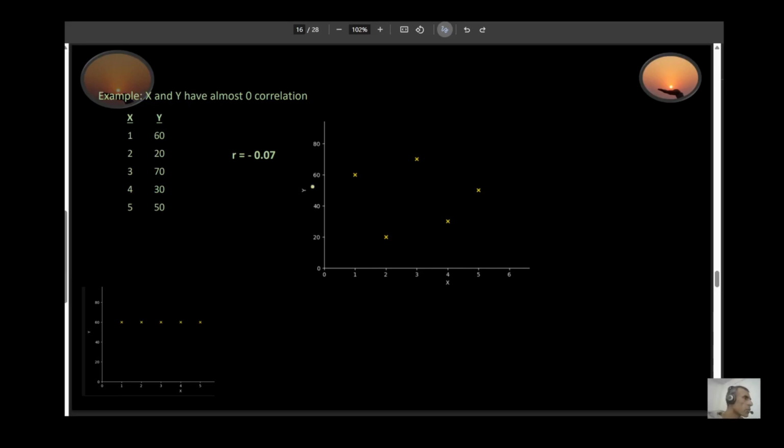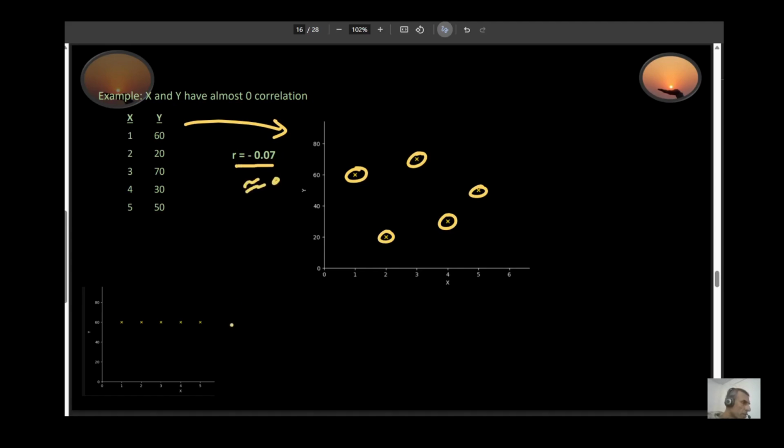Now let's take a look at this one. In this case, you can see that your x and y have pretty much no relationship. So I'm plotting these values over here, and you can see that as your x is increasing, your y sometimes goes up, sometimes goes down. It doesn't have any specific pattern. In this case, your r, I calculated, came out to be minus 0.07, which is almost closer to 0.